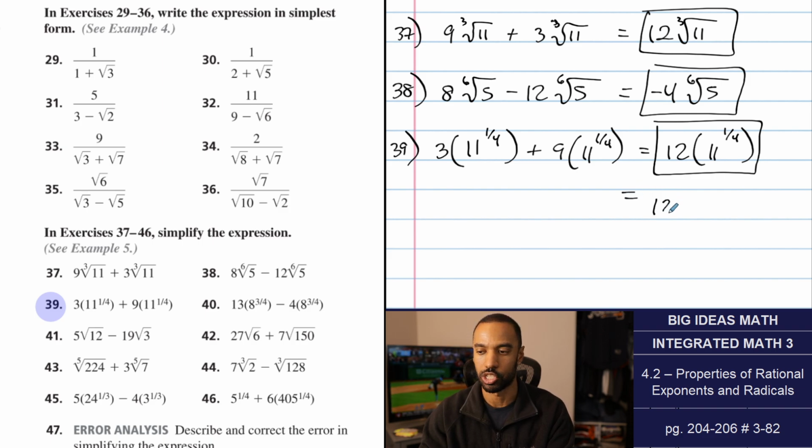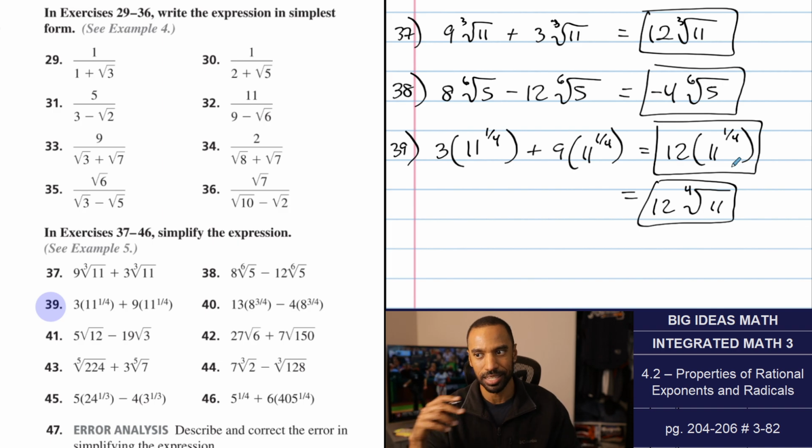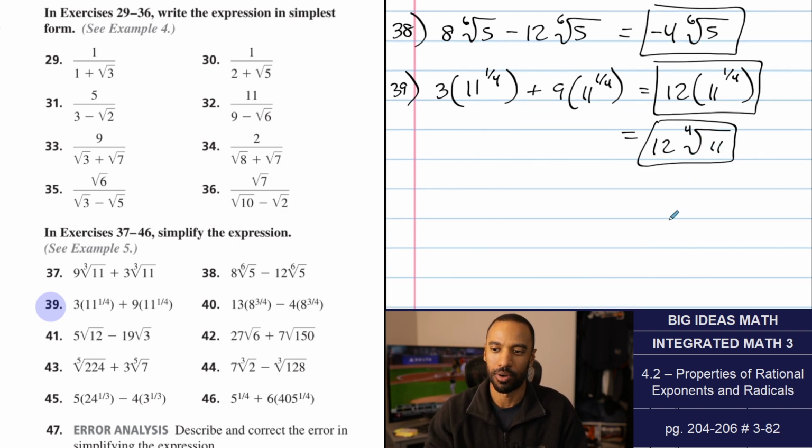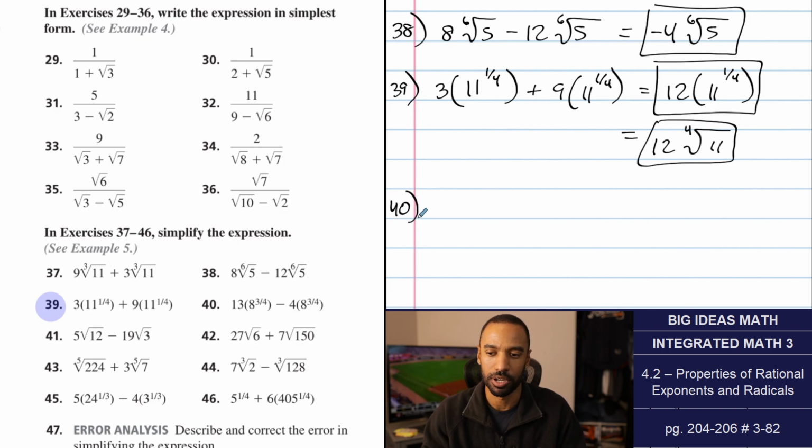You could turn it into 12 times the 4th root of 11, and if that helps you better understand why we can't multiply those things together, just like we couldn't before. 12 times cube root 11, can't multiply it. 12 times 4th root 11, can't multiply them. So if that helps you better understand it, even though I said that the book tends to write those ones as fraction answers and keep it like that, yeah, whatever.